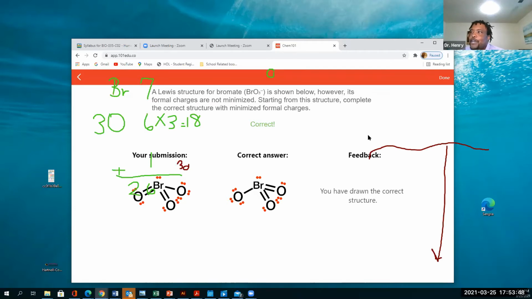Okay, are you okay, Brittany? So will that be on the test? So formal charges officially will not be on the test. However, hypervalency will be on the test.